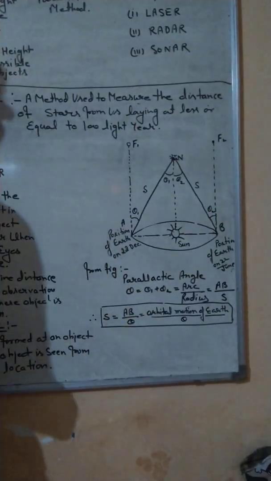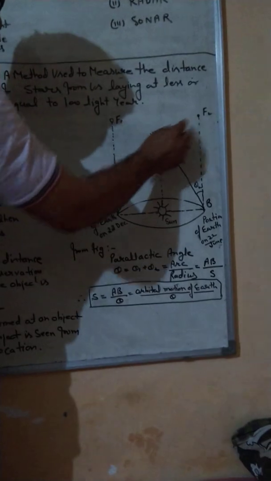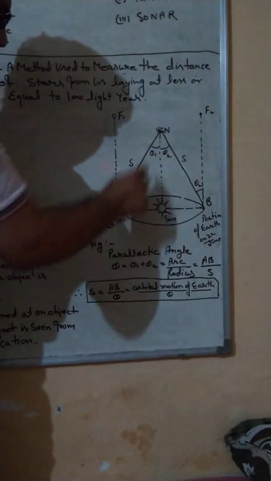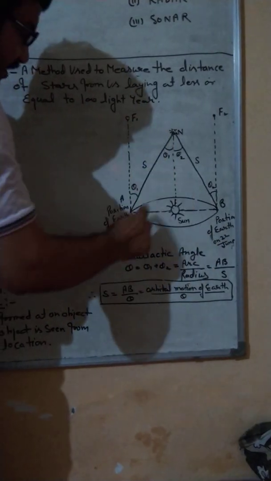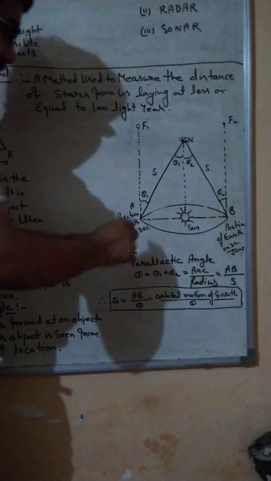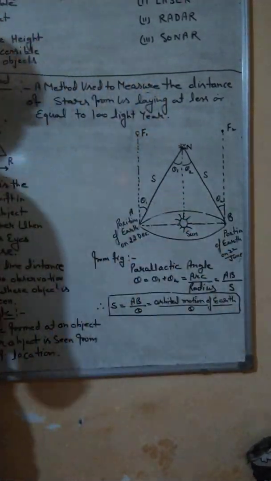Let n be the nearest star and f1 and f2 be the two farthest stars, because they are so far that they appear very small in size, but the nearest star is larger in size. We are trying to look at that near star from two different locations of our earth, whenever the earth revolves around the sun in its orbital motion.